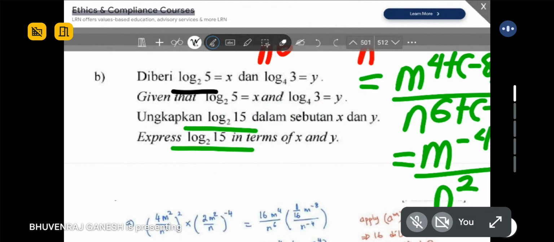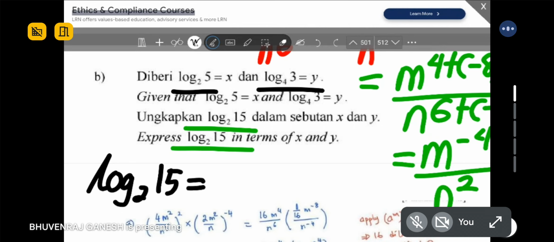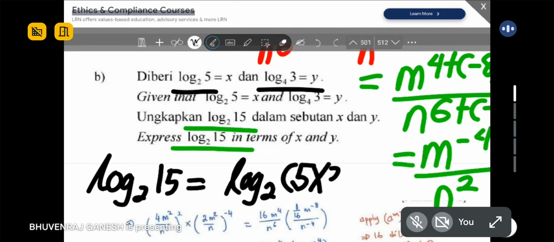Okay, so for this one, this is the information you have, guys. So now you want to express log 2 15. Okay, so you guys must think and see lah. Kena fikir. So what is the combination that you guys can think? Okay, very simple. Log 2 15 I can separate to become log 2 5 times 3. 5 kali 3. Why? Because I see something with log 2 5 over here.